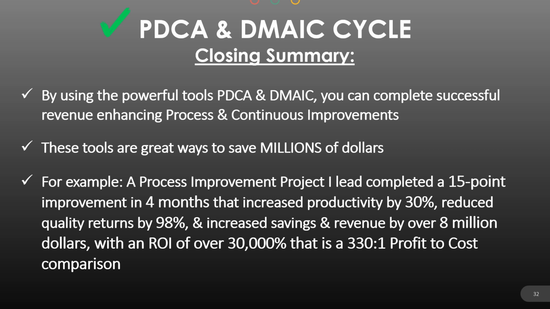For example, a process improvement project I led completed a 15-point improvement in 4 months that increased productivity by 30%, reduced quality returns by 98%, and increased savings and revenue generated by over $9 million per year, with an ROI of over 30,000%, which in other words is a 330 to 1 profit to cost comparison.